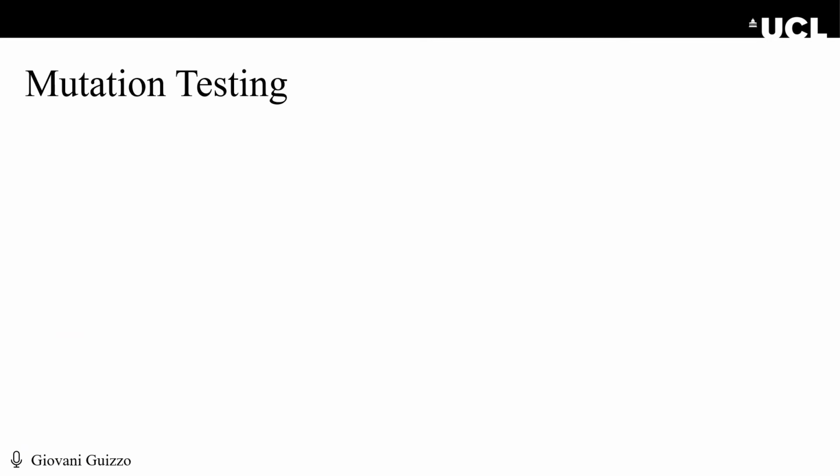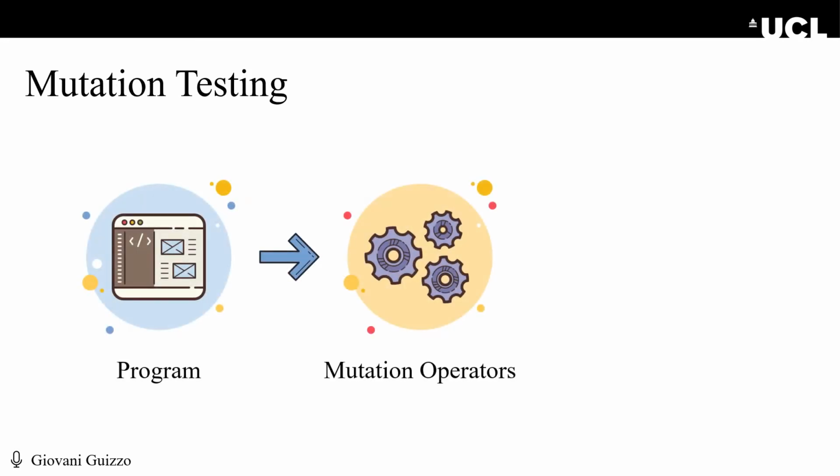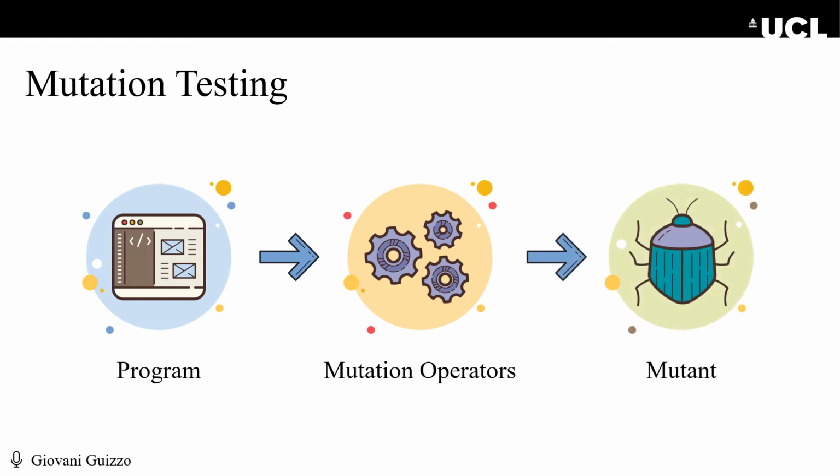So if you're watching this presentation, then you might already know about mutation testing, but I'll start with a quick overview of the topic, just to recap. Basically, you have your original program, you apply mutation operators that synthetically change the code, and then you generate a mutant, which is a buggy version of your software.